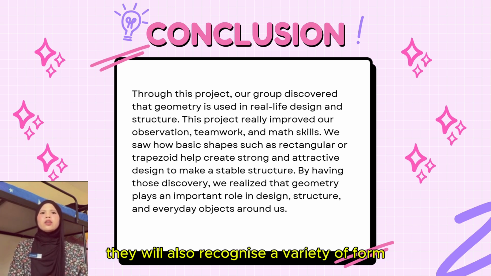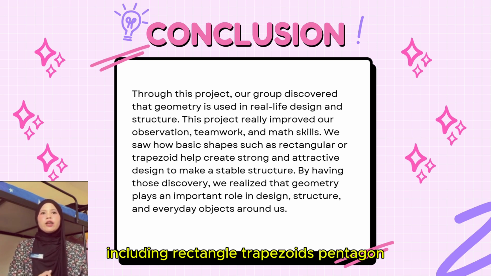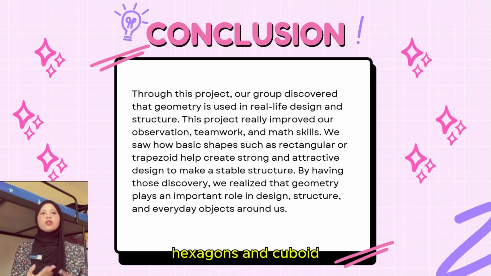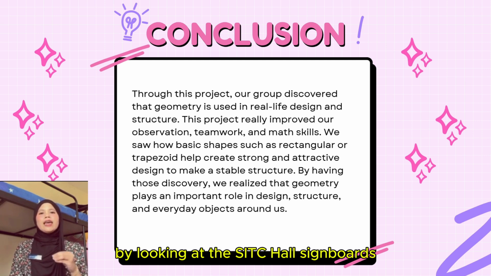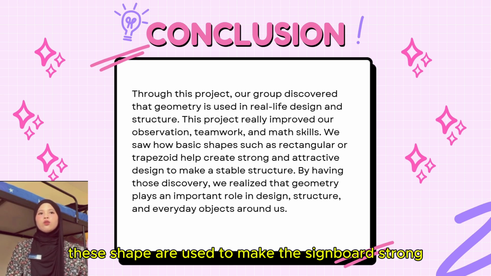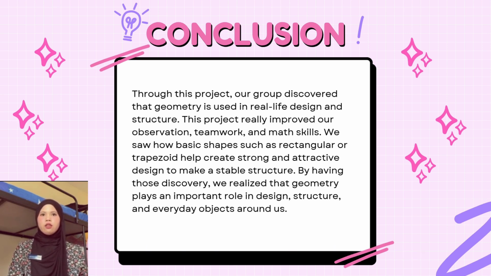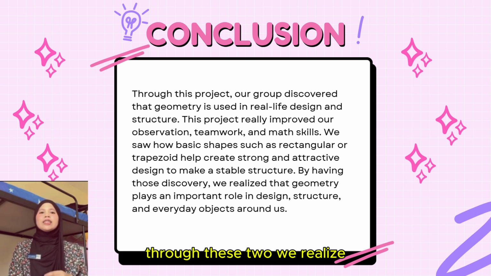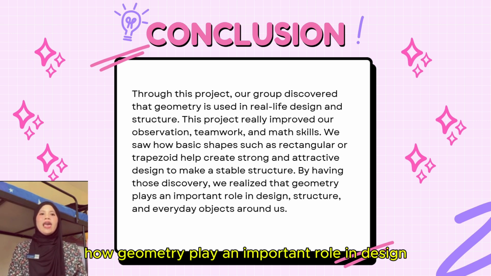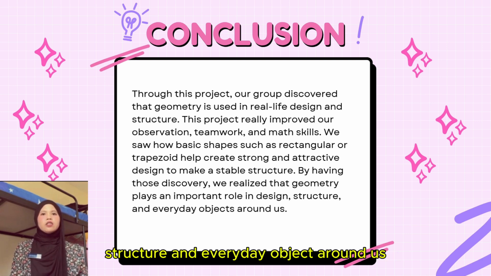Then we also recognize a variety of forms, including rectangles, trapezoids, pentagons, hexagons, and cuboid by looking at the Sitc Hall signboards. These shapes are used to make the signboard strong, attractive, and easy to understand. Through this, we realize how geometry plays an important role in design, structure, and everyday objects around us.